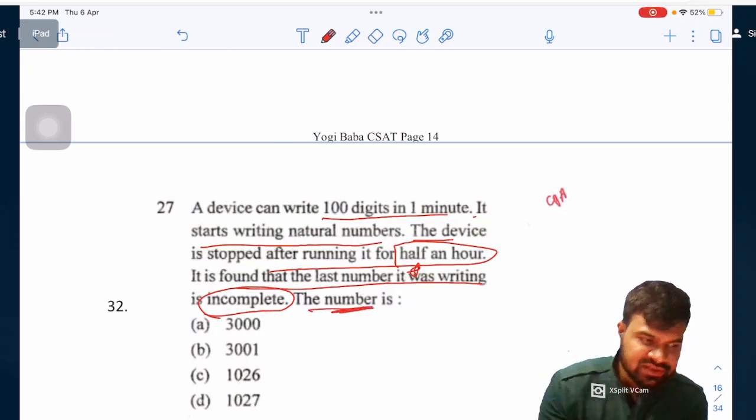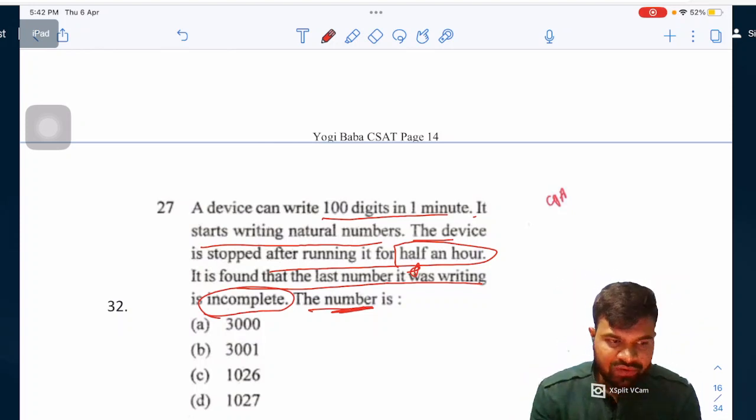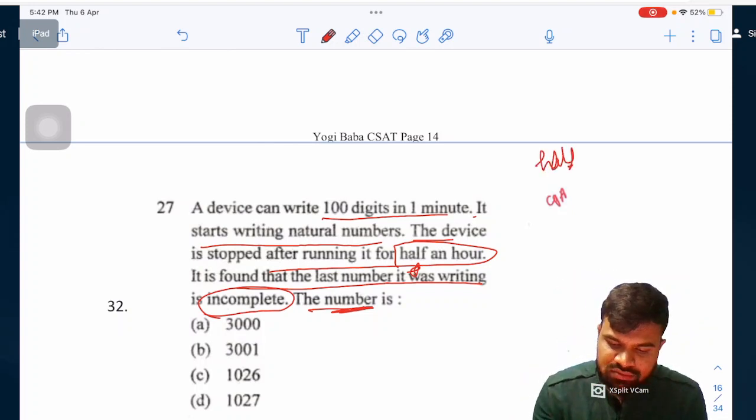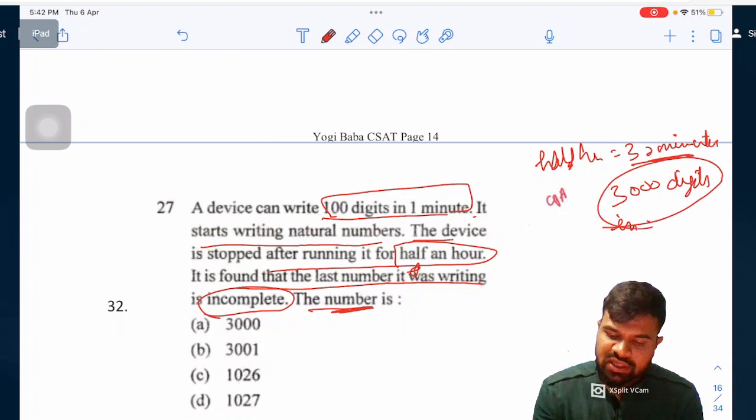See, this is how you find the digits. Half an hour means 30 minutes. 100 digits in 1 minute. How many digits in 30 minutes? 30 into 100, 3000 digits. So in half an hour, it can write 3000 digits.